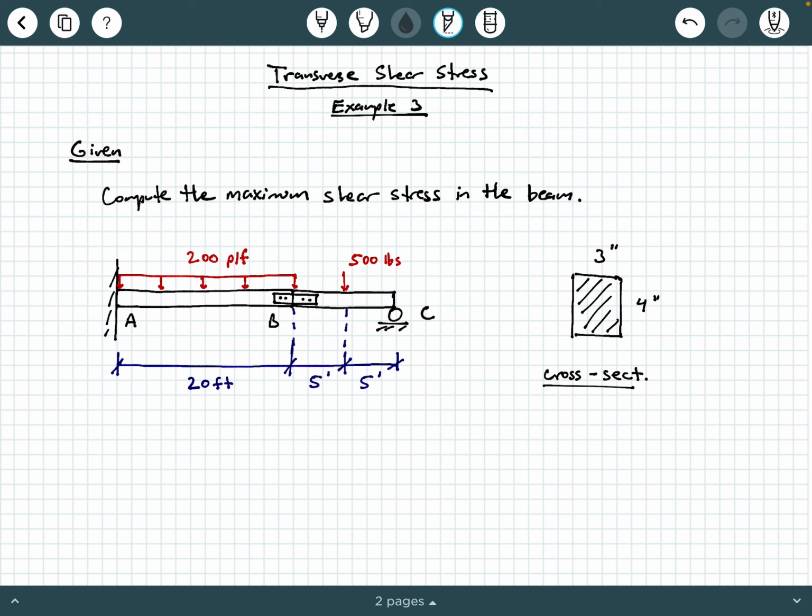Along the segment AB, we've got an applied 200 PLF, and at the midspan of BC, we have 500 pounds. We're also told that the cross-section of this beam is a rectangle that has a 4-inch height and a 3-inch width. So let's go ahead and start tackling the solution.